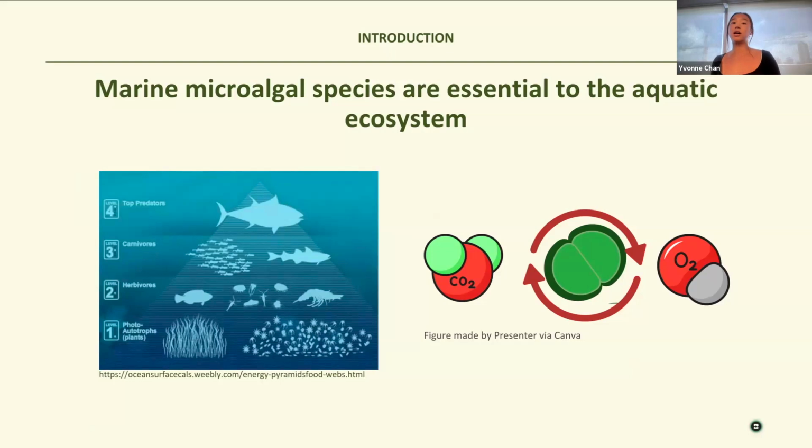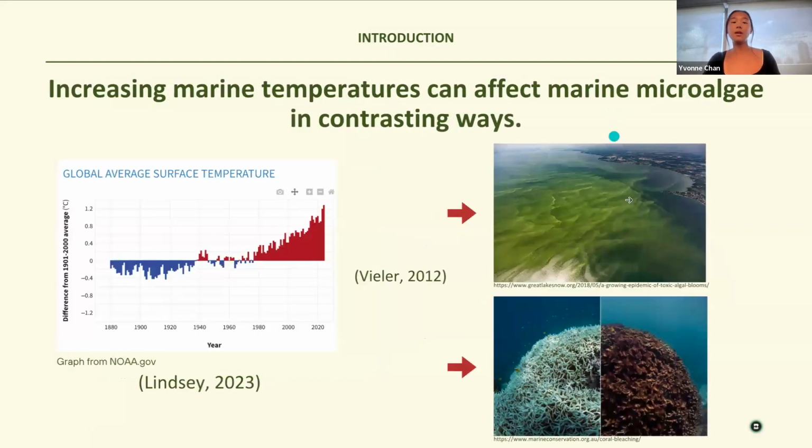In addition to this, they are vital to help mitigate climate change as they have a much higher efficiency rate at fixating carbon dioxide compared to terrestrial plants. Now, due to their vast importance, it becomes important for us to note how the increasing marine temperatures due to global warming can affect marine microalgal species.